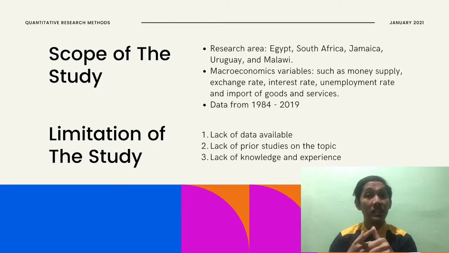Next point is lack of prior study on this topic. It is difficult to find the relationship between independent variables that need to be put in the literature review. Finally, lack of knowledge and experience. This is because we do not have wide knowledge on how to conduct research paper, which is the first time we do it, and it also has time constraint, which we have deadline to submit this research paper.